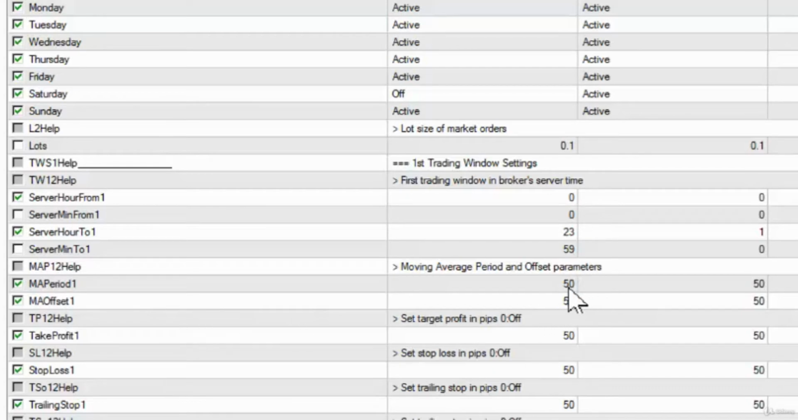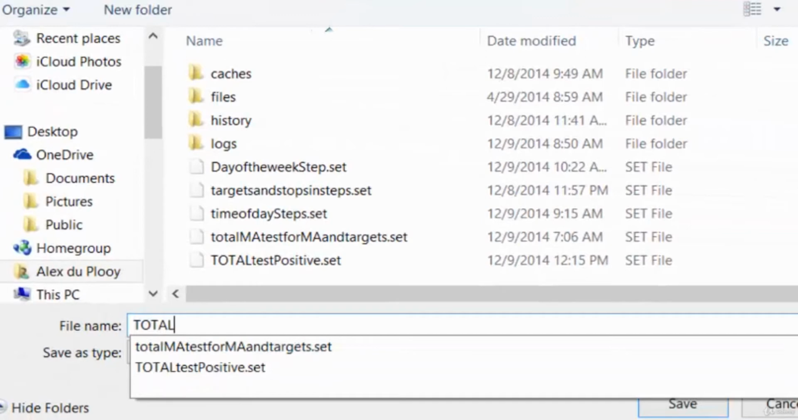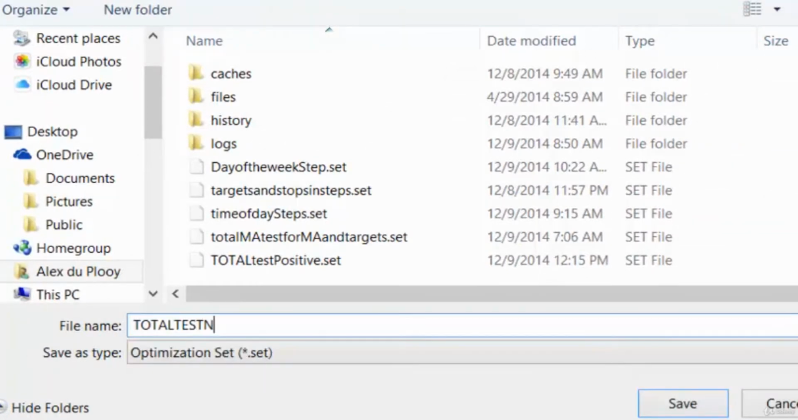You trade with ridiculously fast MAs and offsets, so that's the fastest you can trade, and that makes sense because that's really too fast for a 15-minute chart. It's way too fast. No wonder it's the most negative one. The take profit is 50, a very small amount, the stop loss is 50, and the trailing stop is 50. So those don't make much sense, but you can see why this is the biggest losing setting. So I'm going to save that as total test negative. All right, and I'm going to save that.